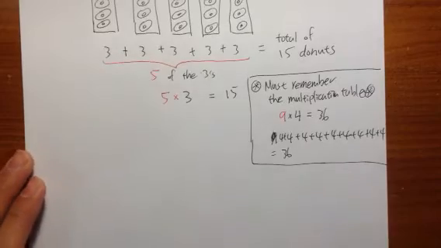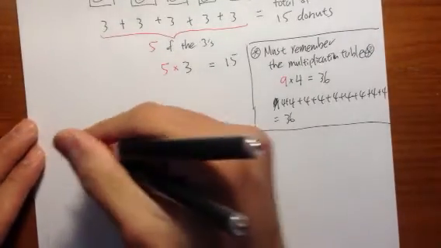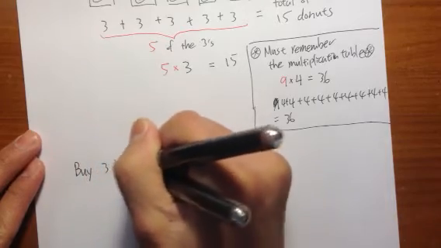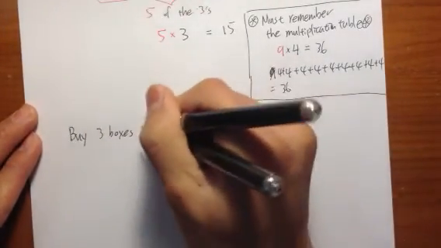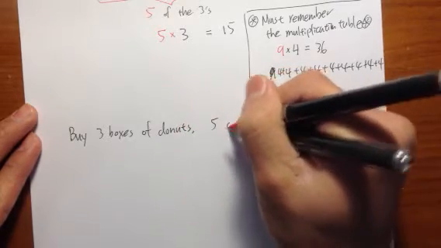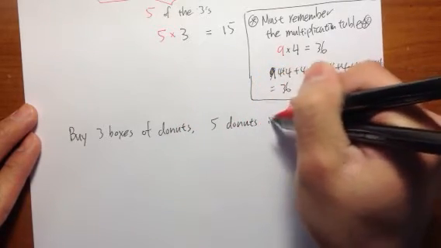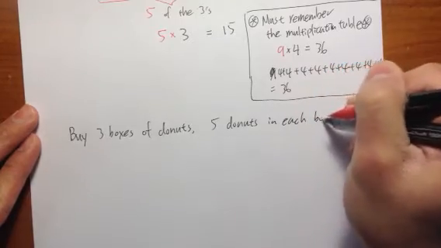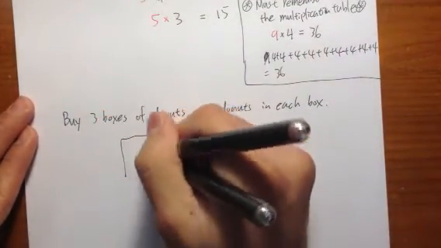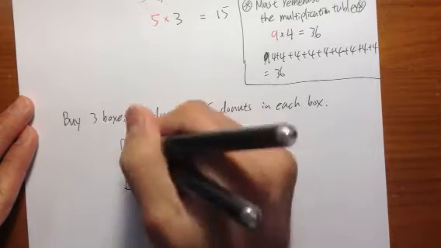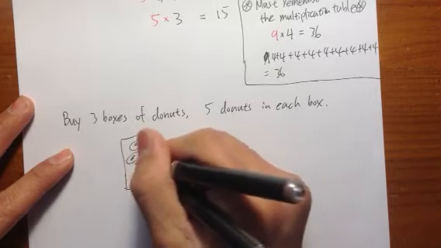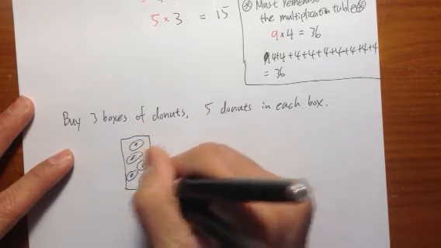So let's look at another situation. Let's take a look at what happens if I want to buy 3 boxes of donuts. And let's say I have 5 donuts in each box. So in that case, I just have 3 boxes, and let me draw the first box and have 5 donuts inside. 1, 2, 3, 4, 5.